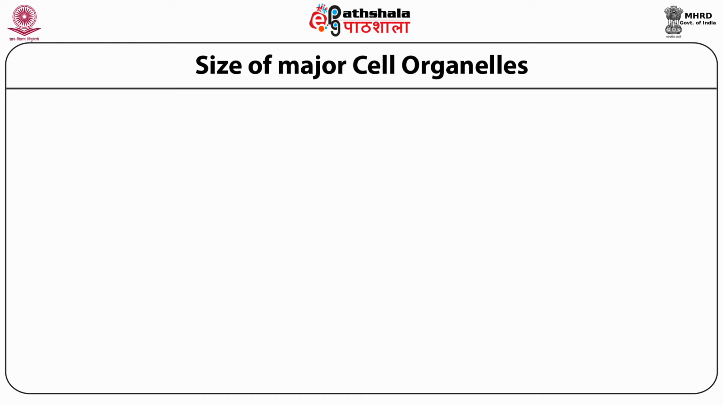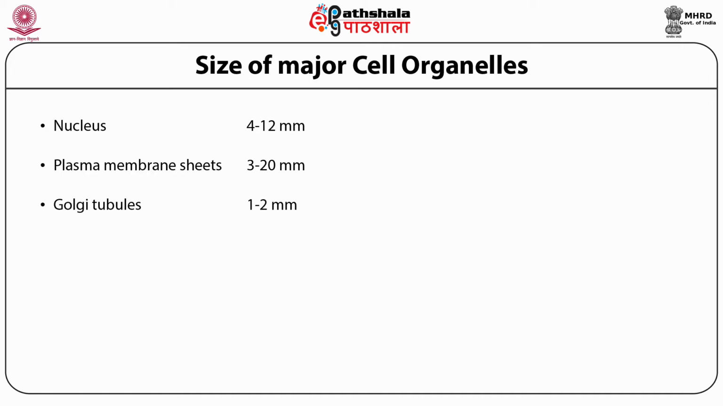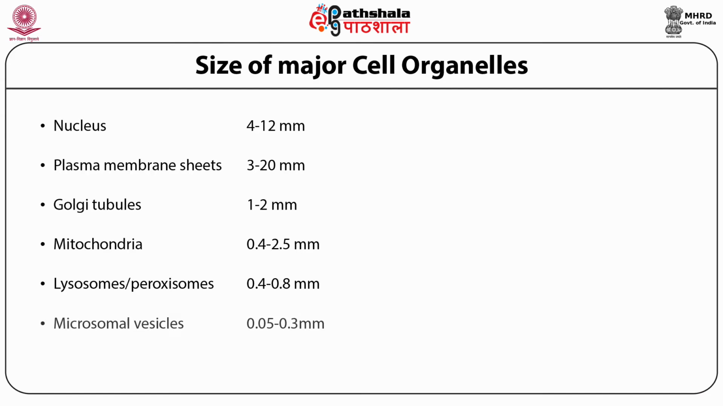We shall discuss the size of the different organelles. The nucleus ranges from 4 to 12 micron. The plasma membrane sheet ranges from 3 to 20 micron. Golgi tubule ranges from 1 to 2 micron. Mitochondria range from 0.4 to 2.5 micron. Lysosome and peroxisome range from 0.4 to 0.8 micron, and microsomal vesicles are 0.05 to 0.3 micron.